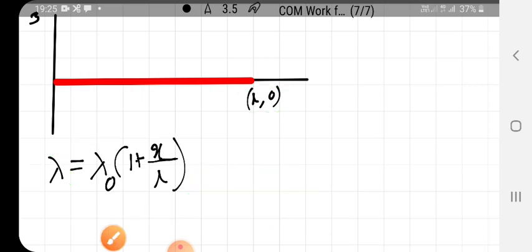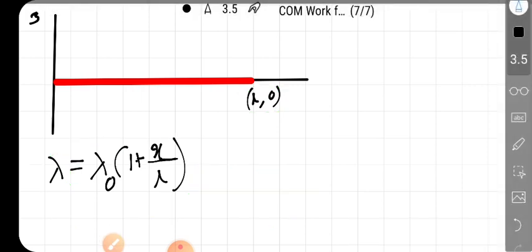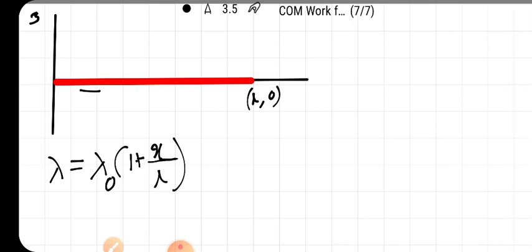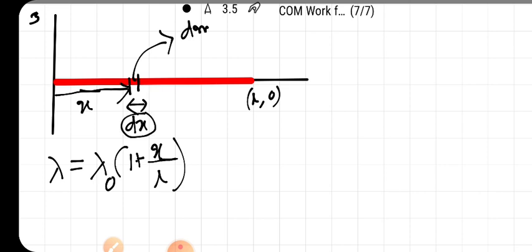So how to solve this problem? We'll approach it by the method of integration, because the rod is non-uniform. We go a distance x from the origin and take a small element of width dx. So we have considered a length dx, and suppose that element has a mass dm.